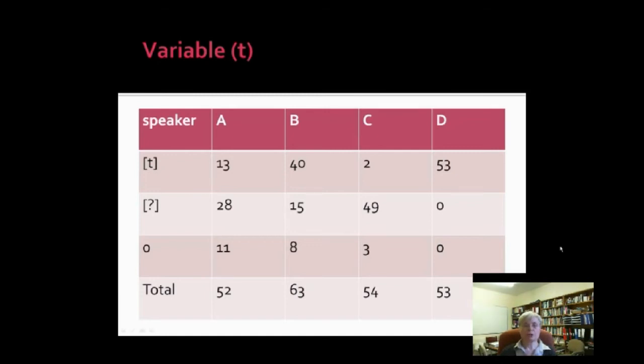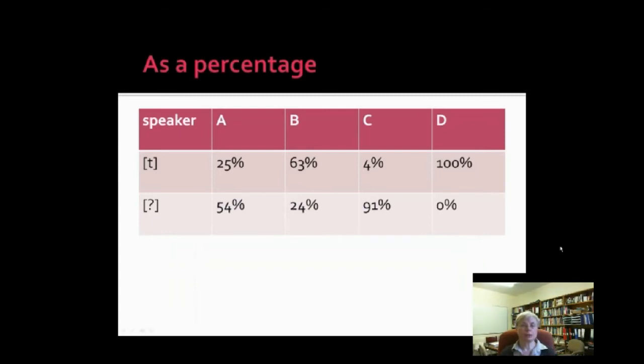If you convert those to percentages, you get a much clearer impression of the usage of these different speakers. So you can see that this one always uses the RP variant, whereas this one nearly always uses the glottal stop variant. We've taken out the 0 variant just to make it clearer.